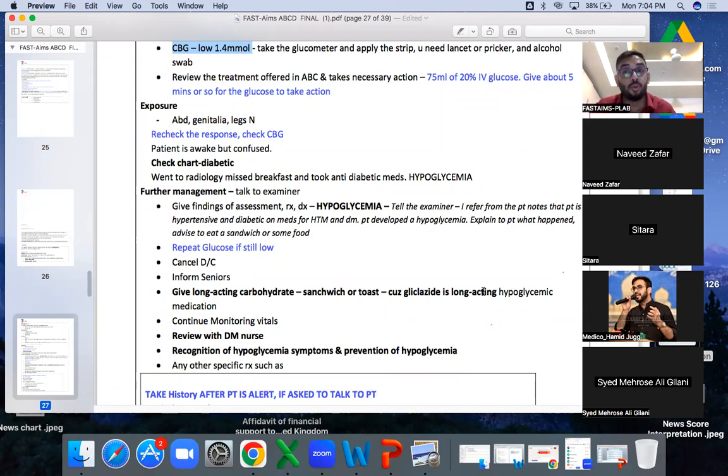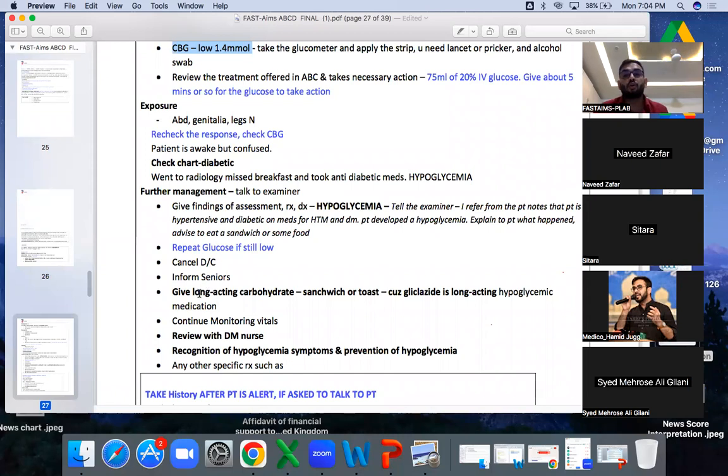And if it is not still getting better, you need to go to glucagon. Okay, if it's not getting better, the next step is always, in this scenario, glucagon. But most of the time in our scenario, they want to check your history taking skill in this scenario as well.